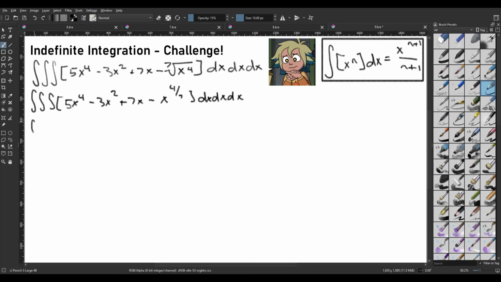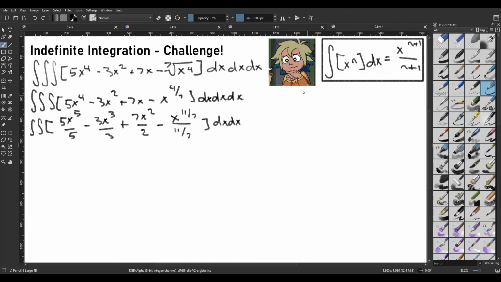We're going to integrate the first time. 5x to the 5th over 5 minus 3x to the third over 3 plus 7x squared over 2 minus x to the, what's 4 plus 7? 4 plus 7 is 11, so we're going to do 11 over 7 over 11 over 7. We'll see why we do that in a second. dx dx. So this is our first integral done.